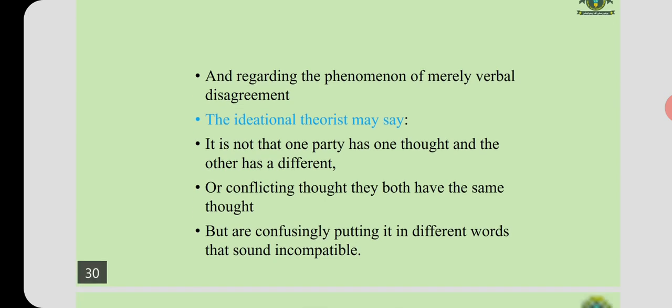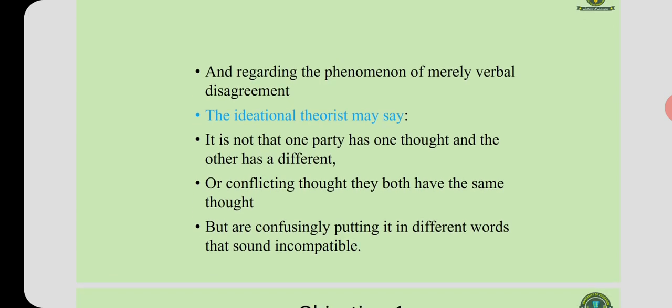On the other hand, in conflicting thoughts, they both have the same thought. If the thoughts are conflicting, the ideas will differ. If the thoughts are the same, the ideas will be the same. If the ideas differ, the speech will differ. And if the ideas are the same, then the speech will also be the same from both speakers, but they are confusingly putting it in different words that sound incompatible.